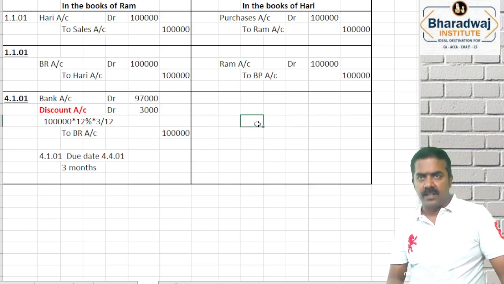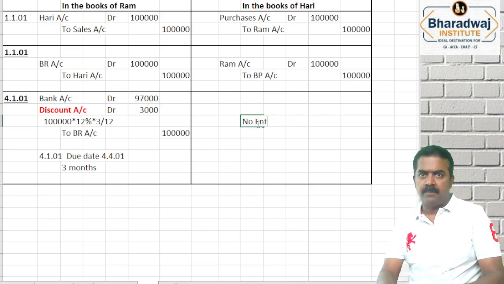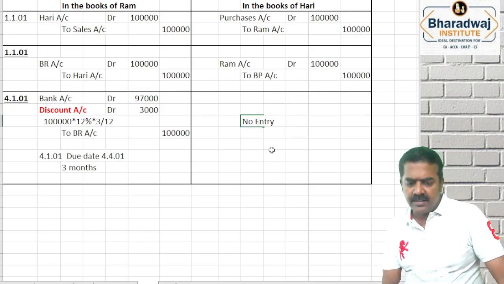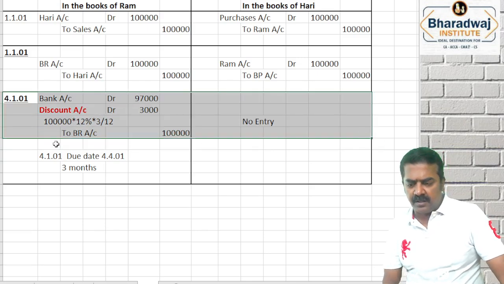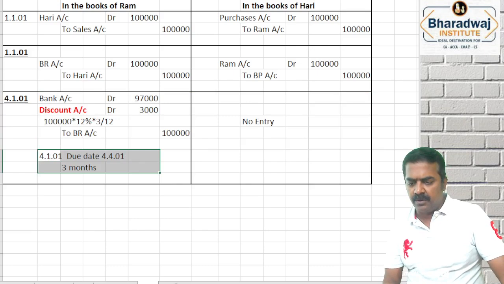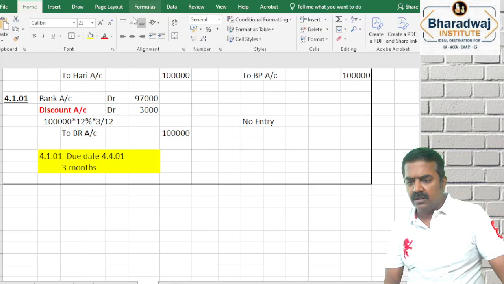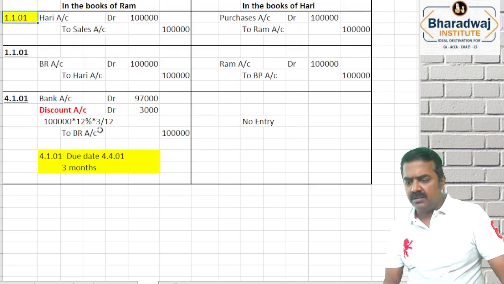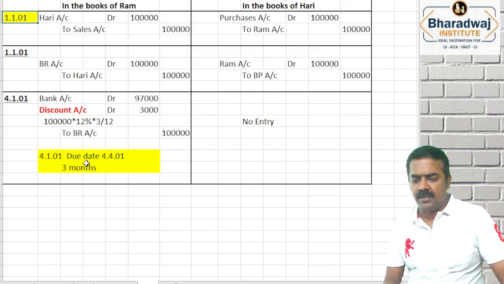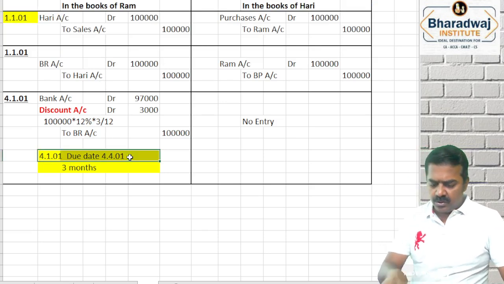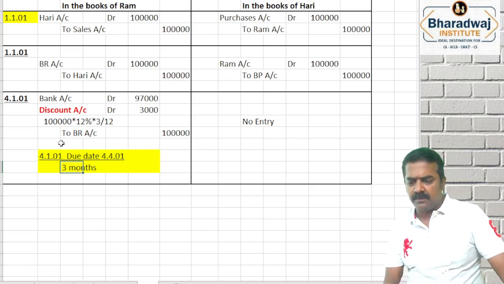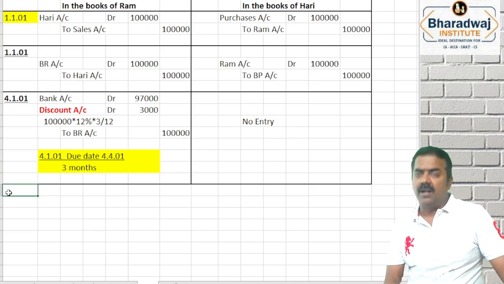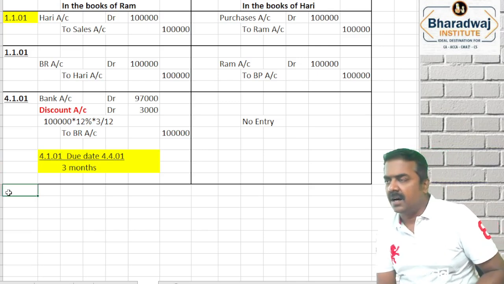No entry in the second party book, because the bills are discounted by the first party. Due date: from 1/1/2001, 3 months plus 3 days of grace, it will become 4/4/2001. So we are discounting on 4/1/2001, so 3 months discount. On the due date, is the bill honored or dishonored?